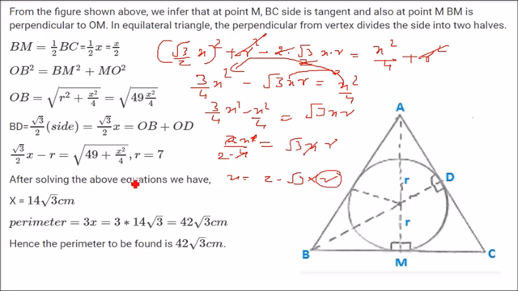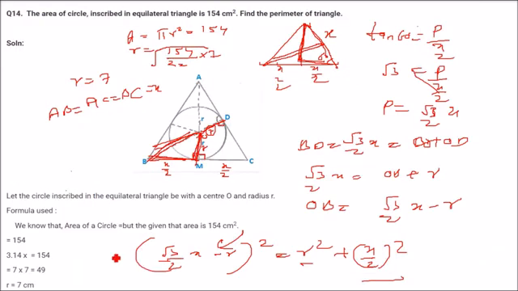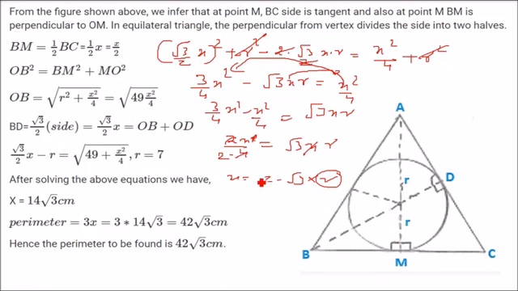But R we know, this is 7. We have already taken R as 7. So I'm putting it here. It will be 2 into 7 into root 3. So x is going to be 14 root 3, which you see here. x is 14 root 3.